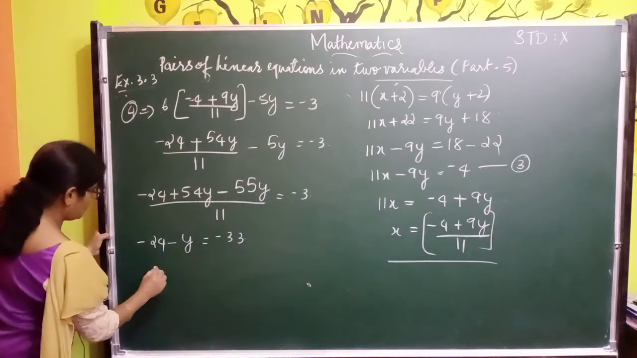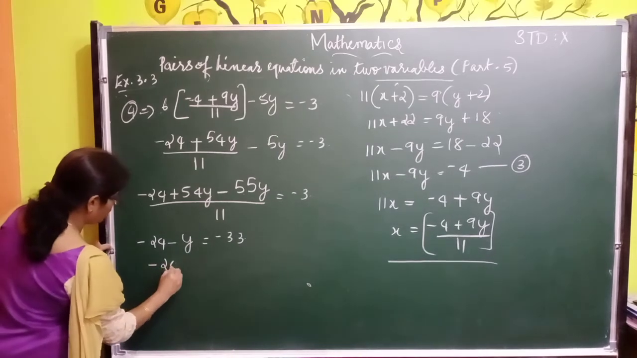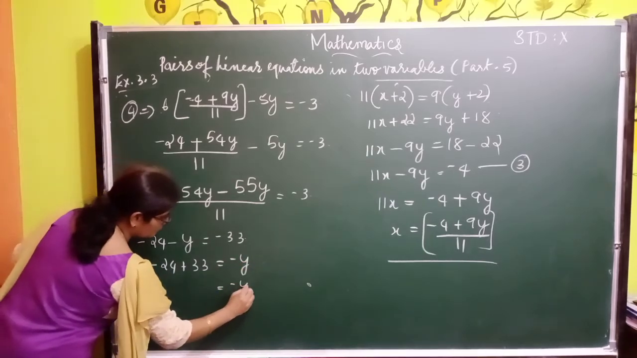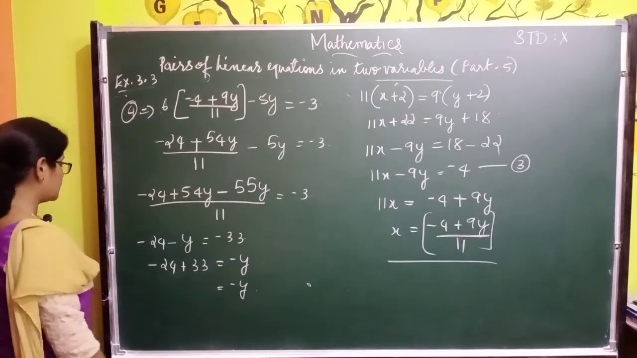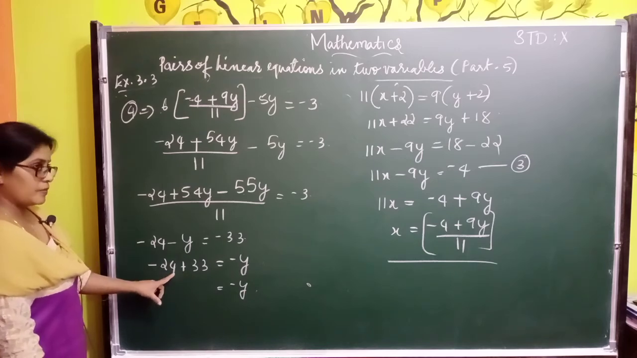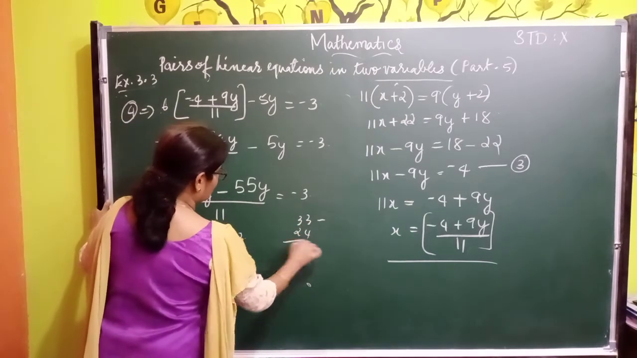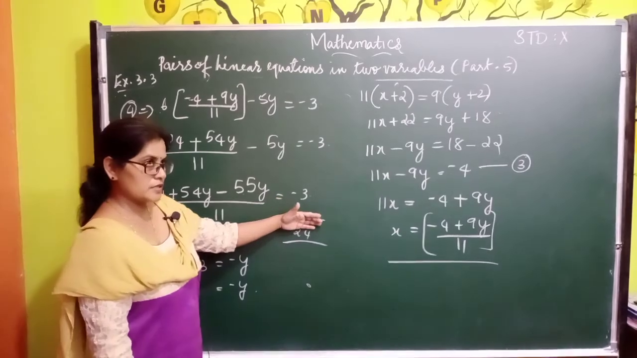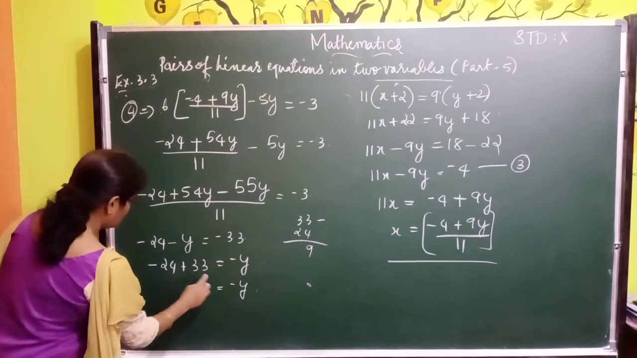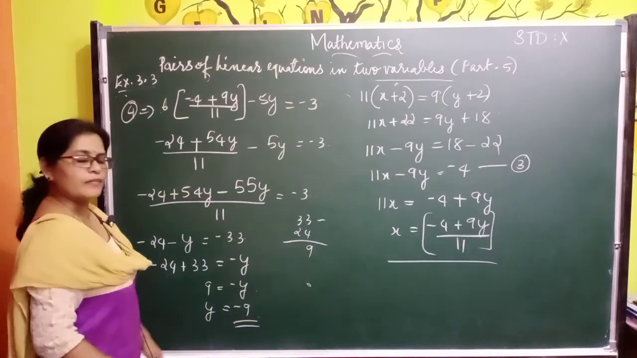Now, minus y is equal to minus 33 plus 24, which is equal to minus 9. What is the difference of 24 and 33? 33 minus 24, how much? 24 plus 6 is 30, plus 3 is 33. So it is 9. So 9. Therefore y is equal to minus 9.